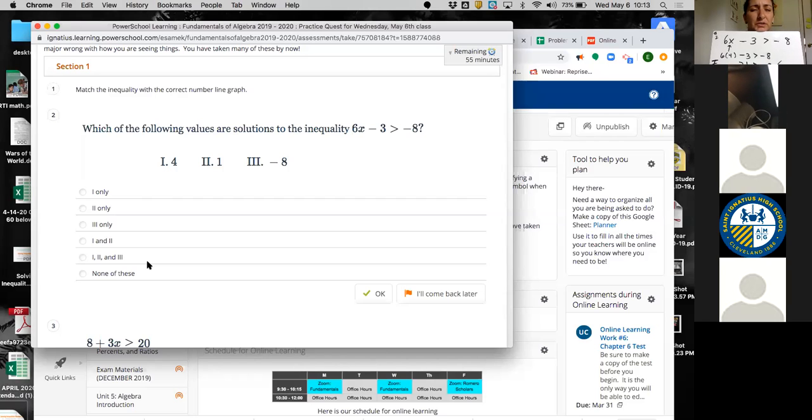Miss Simmons. Jamarion wants closed again. Which ones are closed? The equal to or the regular ones? Equal to. Okay. Less than or equal to, or greater than or equal to.